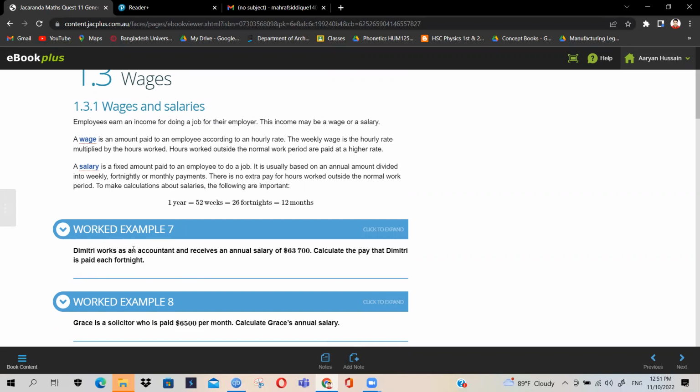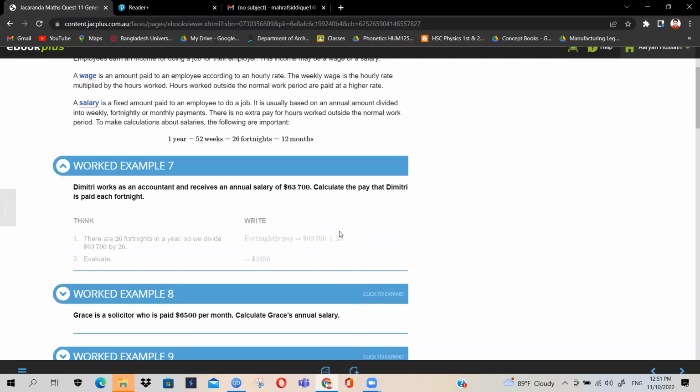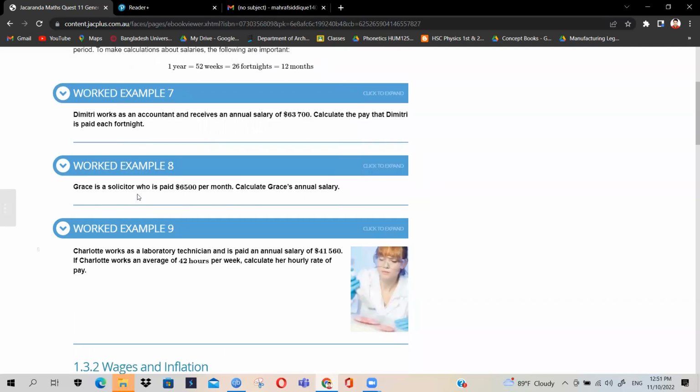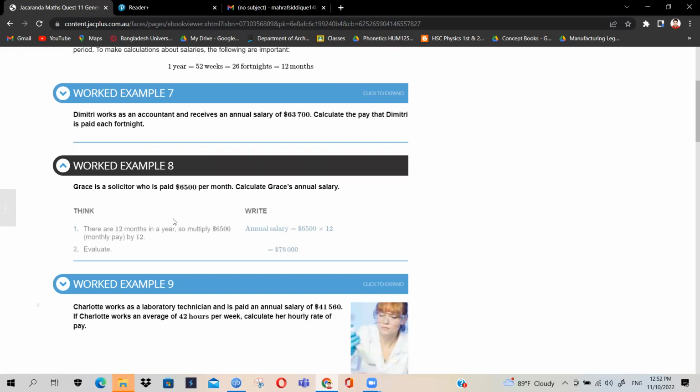Dimitri works as an accountant and receives an annual salary of $63,700. Calculate the pay that Dimitri is paid each fortnight. So you have to divide by 26, then you will get the answer, around 2450. Grace is a solicitor who is paid 6,500 per month. So you have to calculate the annual salary. You just multiply by 12.